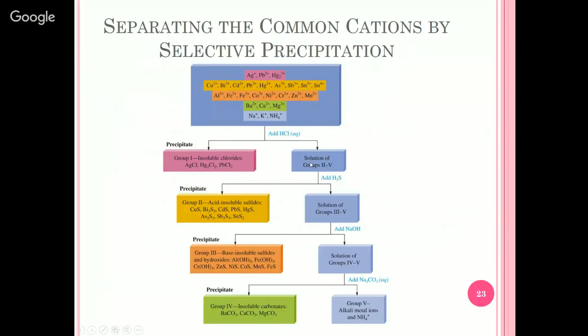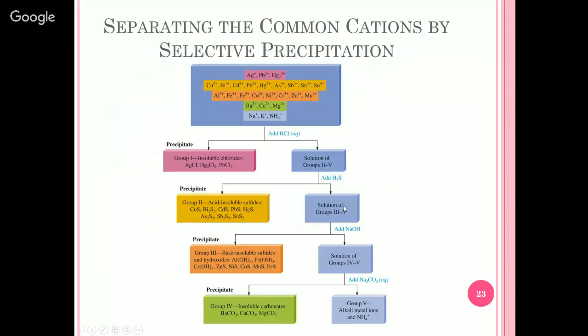So what do we do next? We can add hydrosulfuric acid. Then what happens? We produce any acid-insoluble sulfides, because you're adding acid. These are not soluble in the acid: copper, bismuth, cadmium, lead, mercury, arsenic, antimony, and tin. Now notice we've actually already precipitated out our lead up here. However, this is the mercury 2 ion, and this is the mercury 1 ion. So we can precipitate things out by adding the sulfide ion.